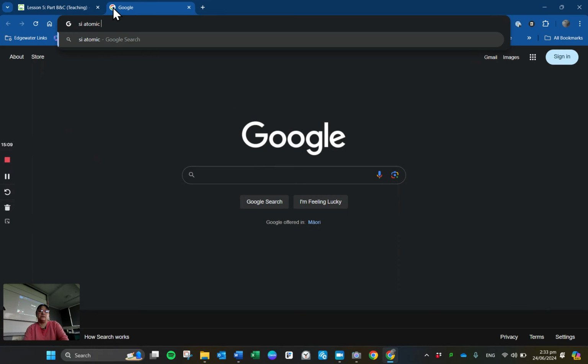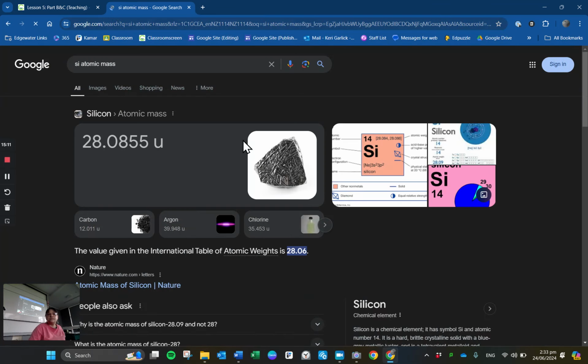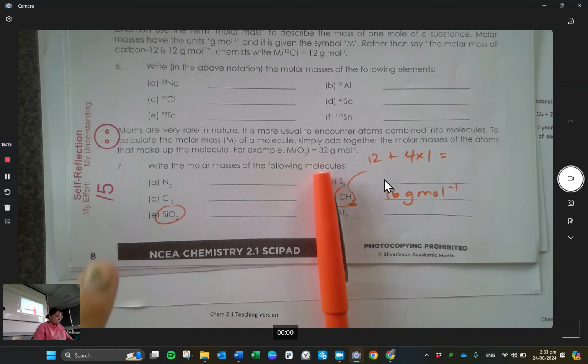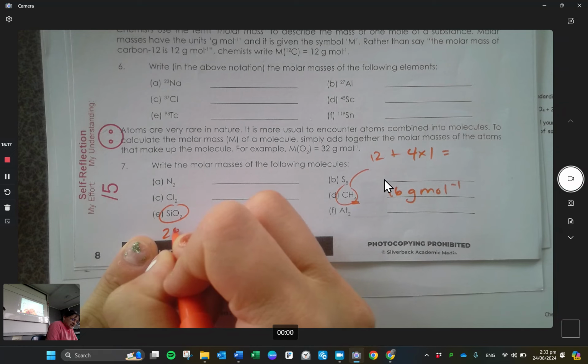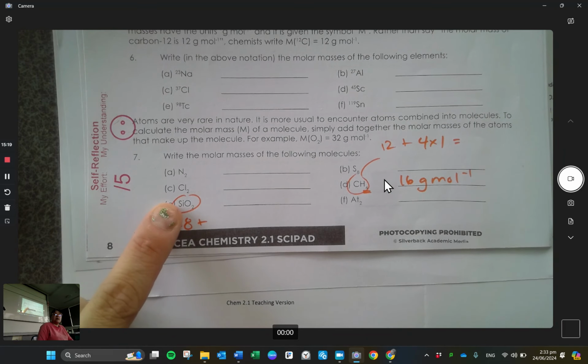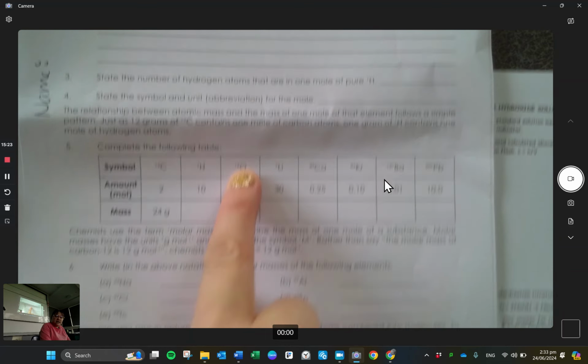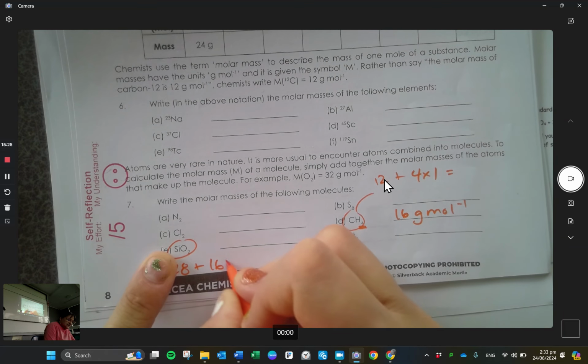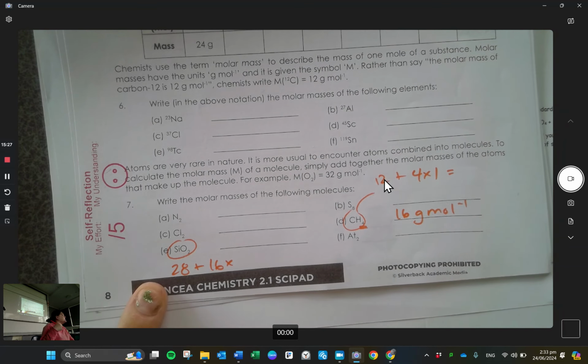Mass, not pass. All right, so it's 28. So I have one silicon, that's 28, plus my oxygen. Now oxygen is 16 as its atomic mass. But since I have two oxygens, I need to multiply that by 2.